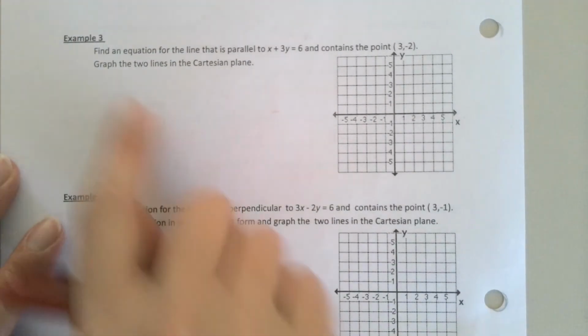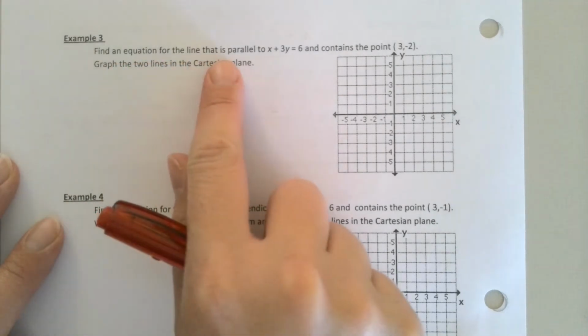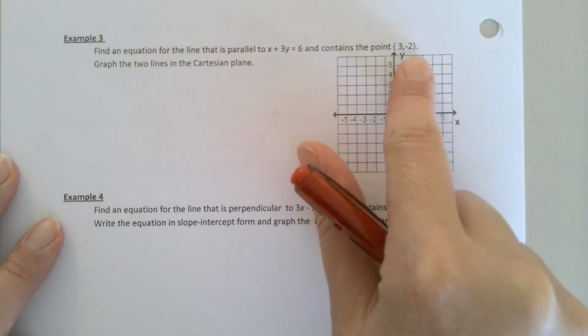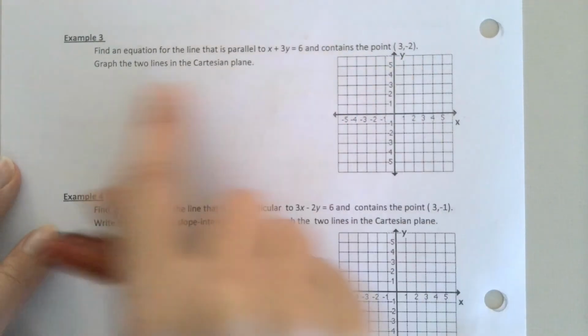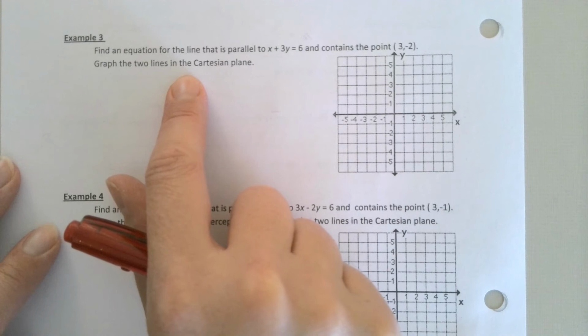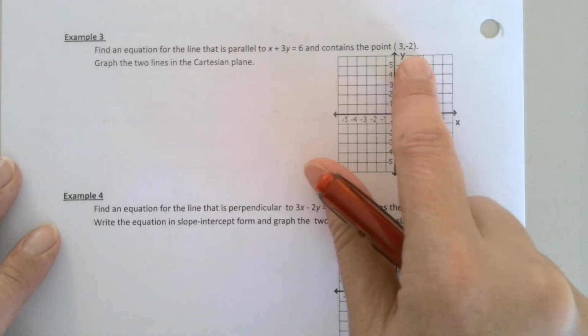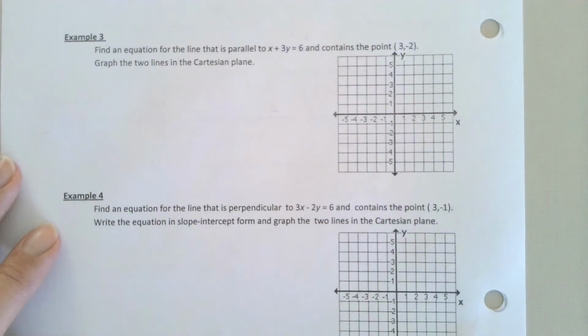So the directions say find an equation for a line that is parallel to x plus 3y equals 6, and it contains the point 3, negative 2. And then we're going to graph the two lines. Now, most of your textbook work, your worksheets, they're not going to ask for a graph. They're just going to give you this information and ask you to create a line that goes through this point. I have the graph on here to introduce this idea.